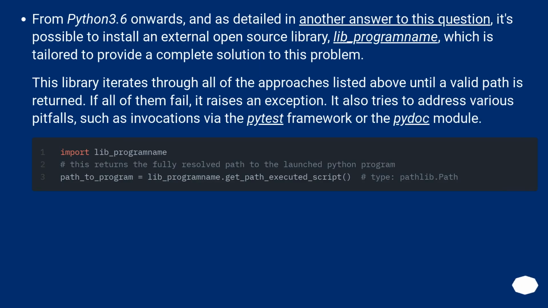From Python 3.6 onwards, and as detailed in another answer to this question, it's possible to install an external open source library, lib_programname, which is tailored to provide a complete solution to this problem. This library iterates through all of the approaches listed above until a valid path is returned. If all of them fail, it raises an exception. It also tries to address various pitfalls, such as invocations via the PyTest framework or the PyDoc module.